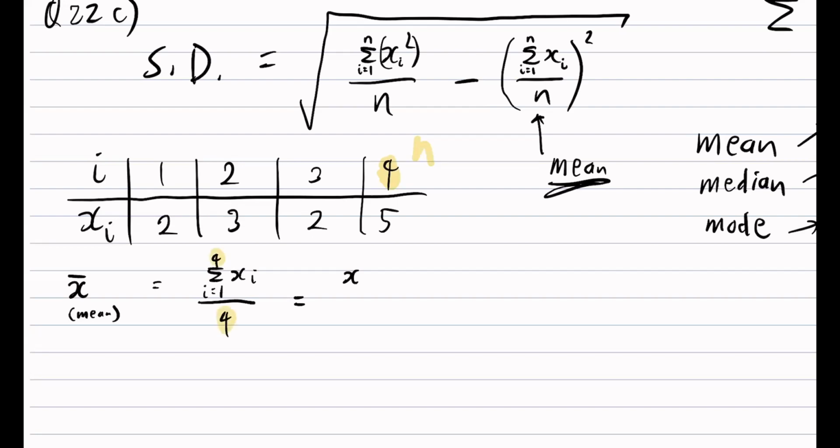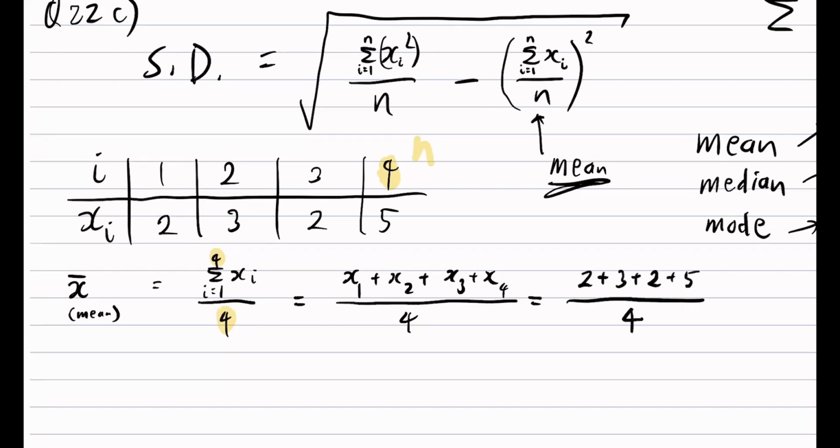And what does that mean? It means I'm going to add x1 plus x2 plus x3 plus x4. Then I divide by the number of numbers, 4, which is just a long-winded way of finding the average. But this is the formula way of writing it. This is the average. You already know how to do this, right? Yep, okay, then just add 2 plus 3 plus 2 plus 5 divided by 4.